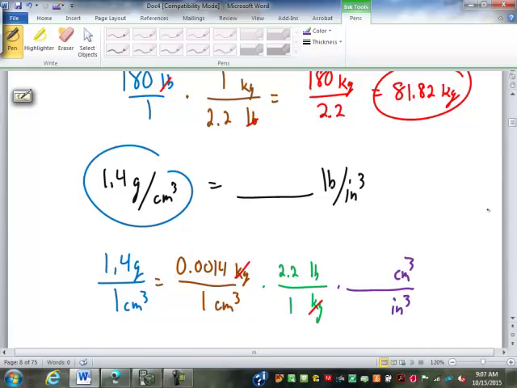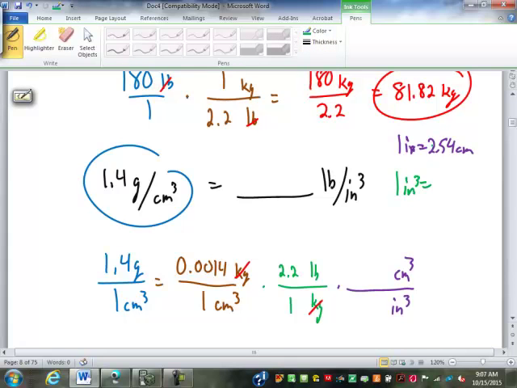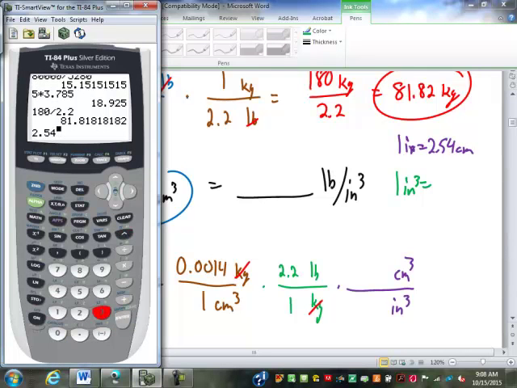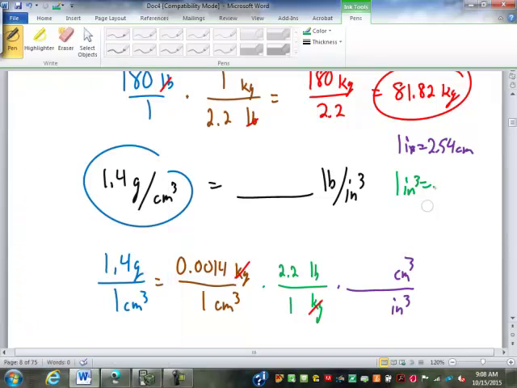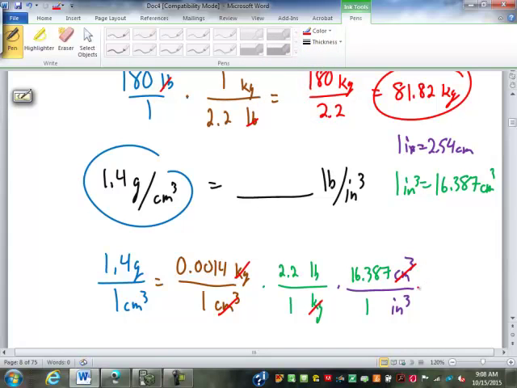Now I don't have that conversion inches cubed to centimeters cubed right now, but I do know that 1 inch is 2.54 centimeters. So 1 inch cubed, or 1 cubic inch, is going to be 2.54 cubed, which is going to give us something pretty long. We're going to round that to 16.387 centimeters cubed. So 1 cubic inch, 16.387 centimeters cubed. So centimeters cubed now cancel out as well.